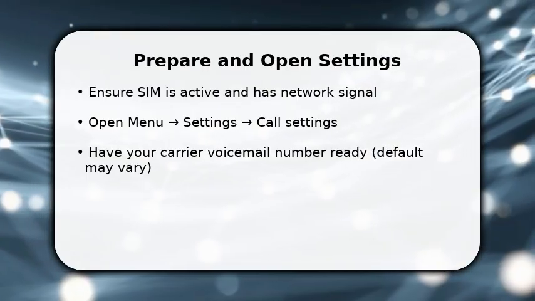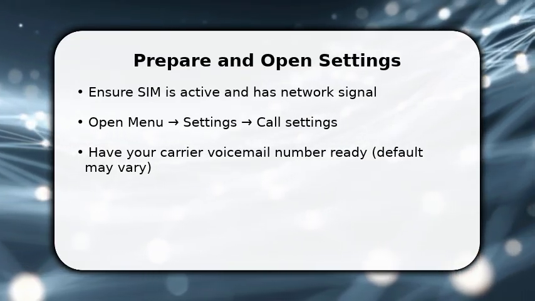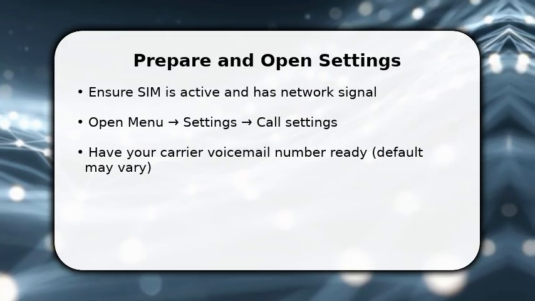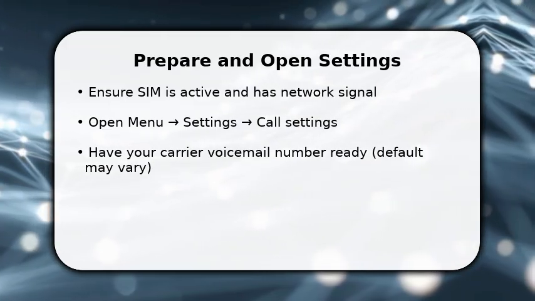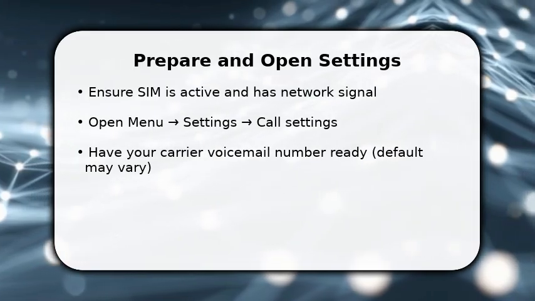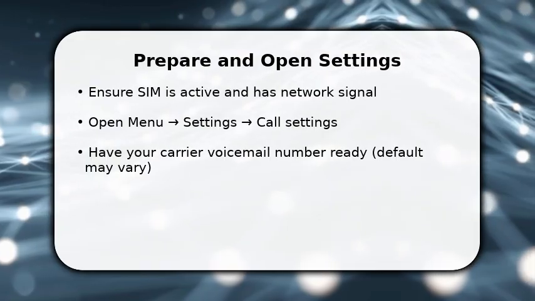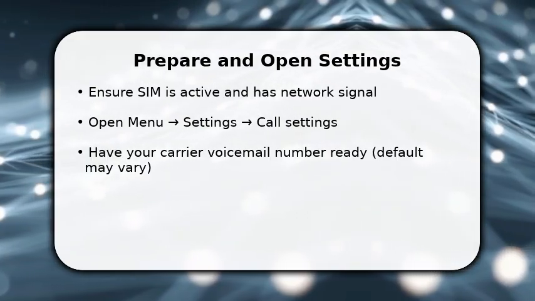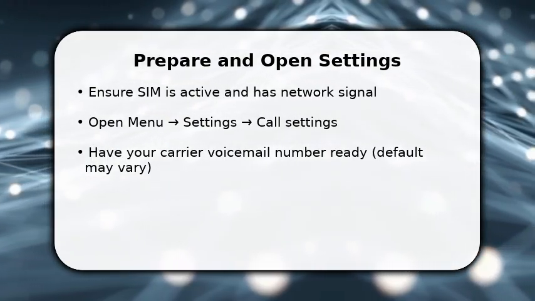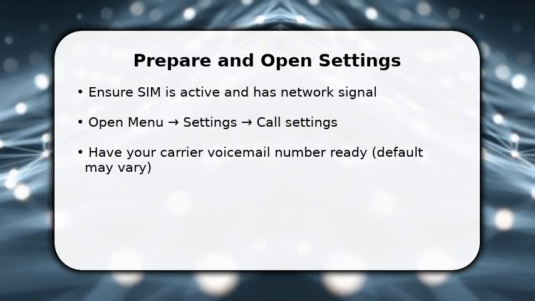You start by confirming the SIM is active and the Geo network shows signal, because voicemail setup needs carrier access. Once done, open menu, go to settings, then call settings. This navigates you into call-related options quickly. Make sure you have the voicemail number from your carrier, or note the default Geo voicemail. Knowing the number prevents guesswork. You're taking control now. This initial path gets you straight to where the voicemail number is entered.